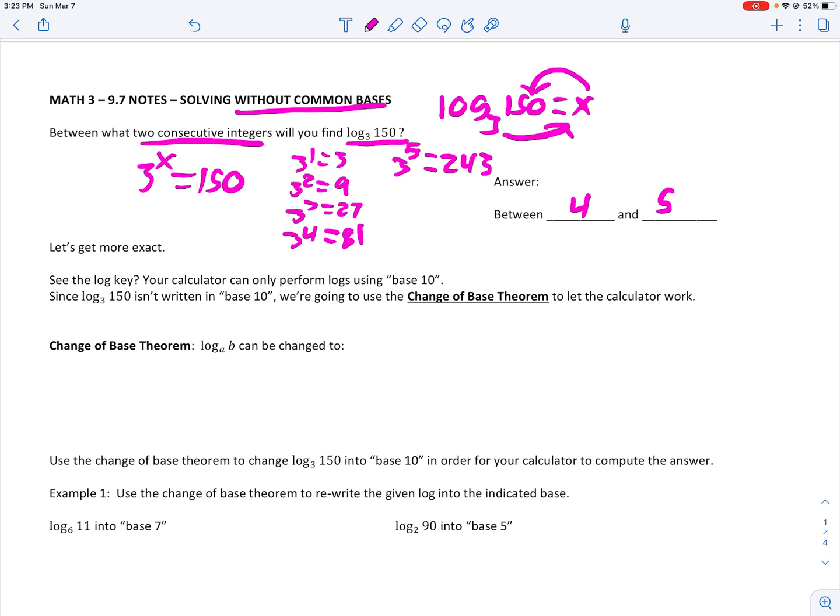So there is a log key on your calculator, right? But most of them can only do base 10. You'll see the word log. Most calculators, unless you get a fancy one, won't do anything but base 10. So there's ways around that. Since log base 3 of 150 is not base 10, we're going to use the change of base theorem so our calculators can do this.